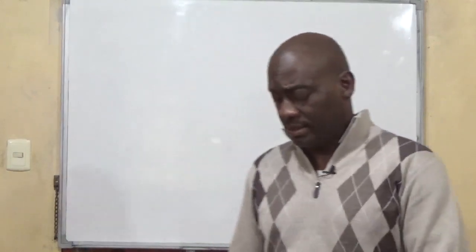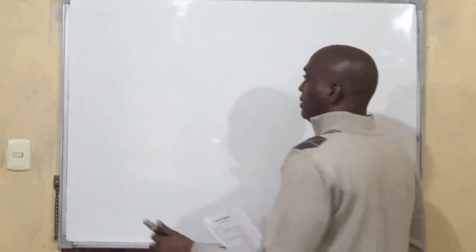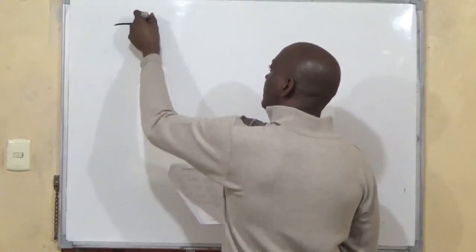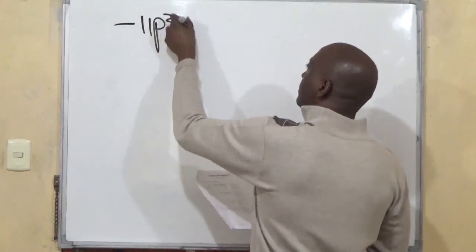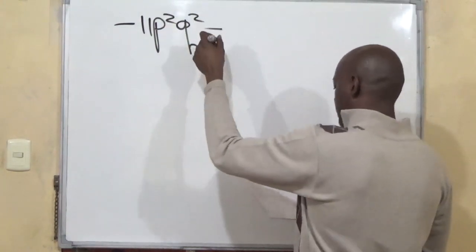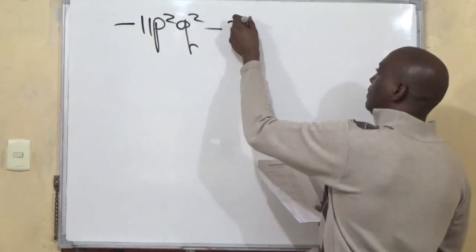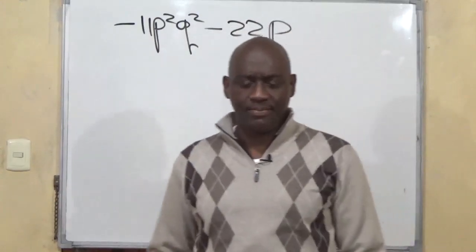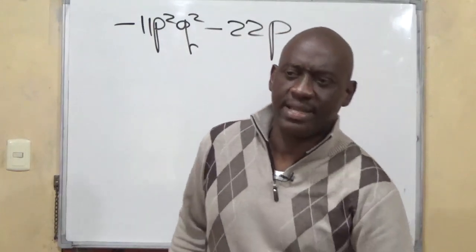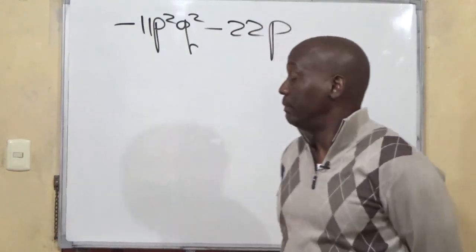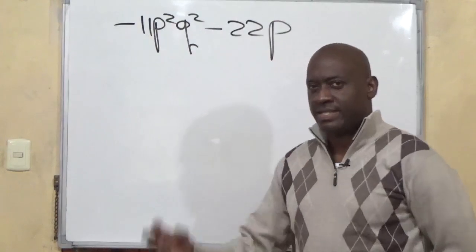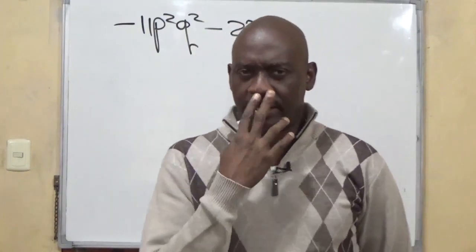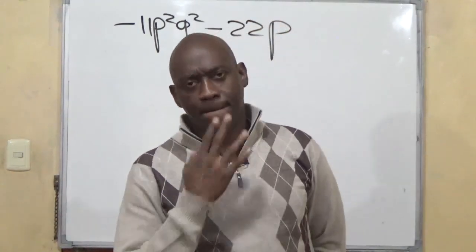So last permutation in this segment: minus 11 p squared q squared minus 22 p. Woo, pressure boy. So you look at this expression and you see two minus signs. You say, mm-hmm. You say, right. So again, psychology, mind, mental. You see the negative sign and you start to slow down.